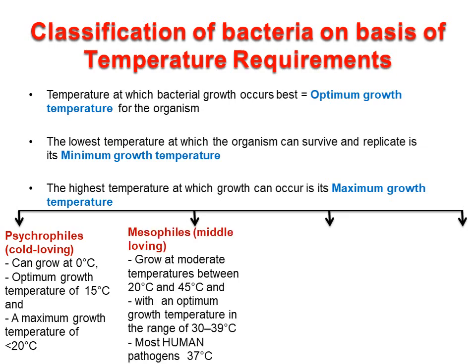Mesophiles are microorganisms which grow at moderate temperatures between 20 degrees Celsius and 45 degrees Celsius, with an optimum growth temperature in the range of 30 to 39 degrees Celsius. Most human pathogens that are dangerous grow best at the normal human body temperature, 37 degrees Celsius.